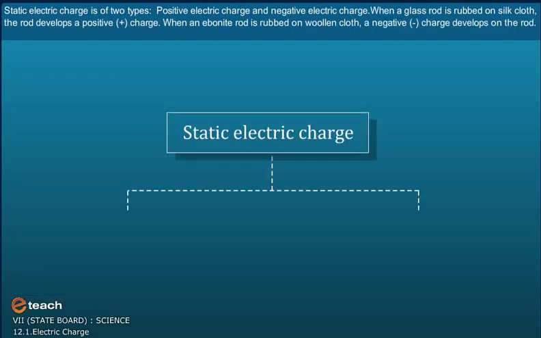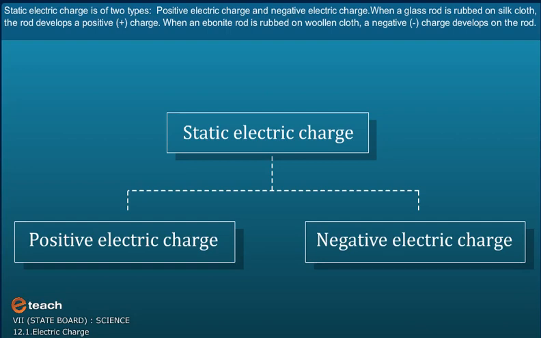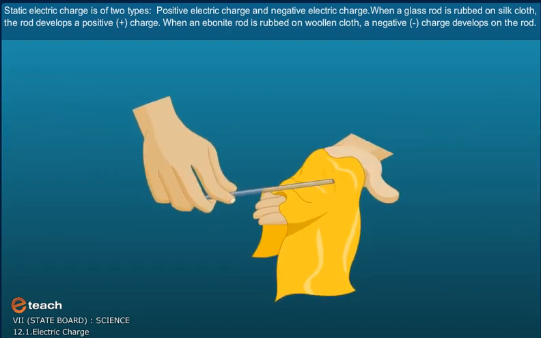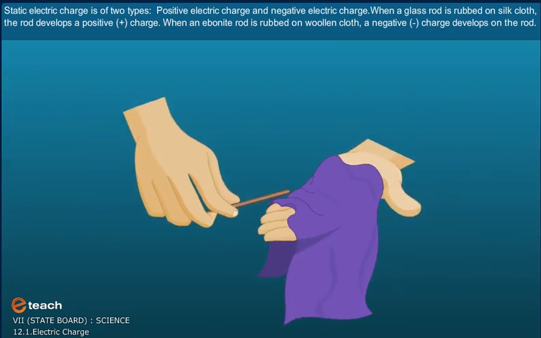Static electric charge is of two types: positive electric charge and negative electric charge. When a glass rod is rubbed on silk cloth, the rod develops a positive charge. When an ebonite rod is rubbed on woolen cloth, a negative charge develops on the rod.